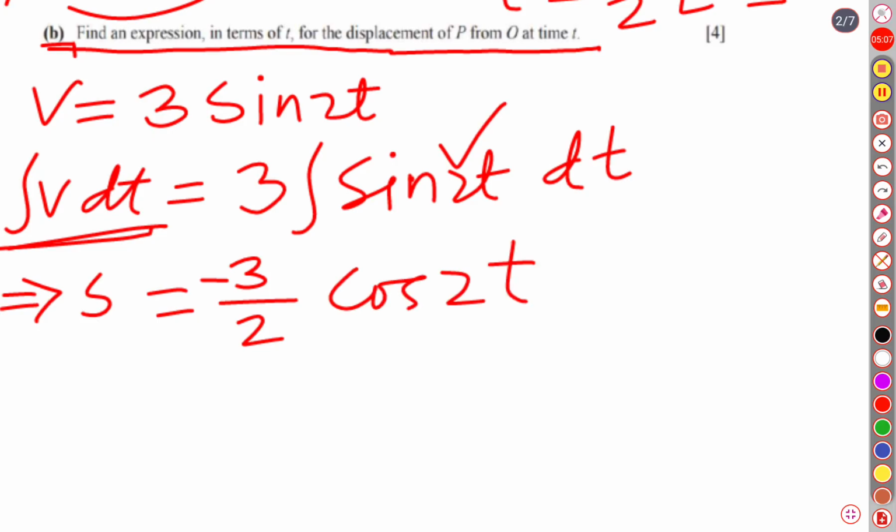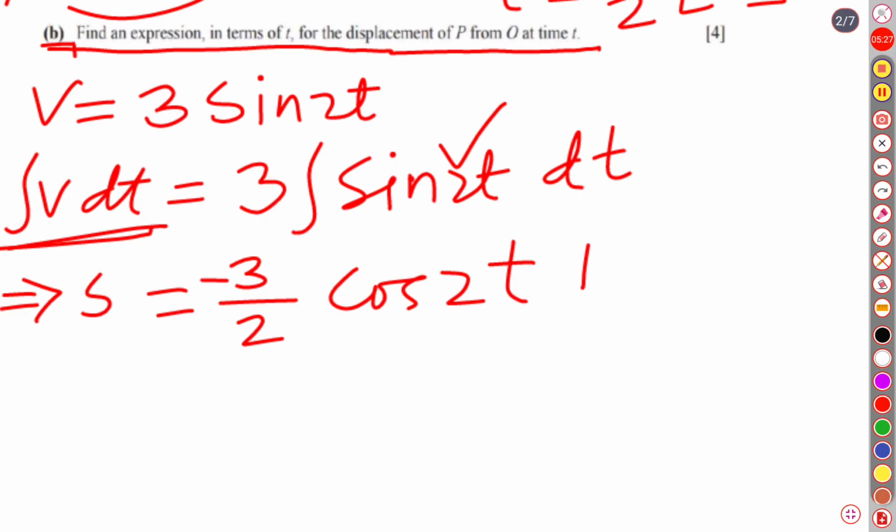For better understanding, you may watch the videos I have made on integration and differentiation. Integration is the reversal of differentiation, or antiderivatives. So after integration, we have got negative 3 over 2 cos 2t.